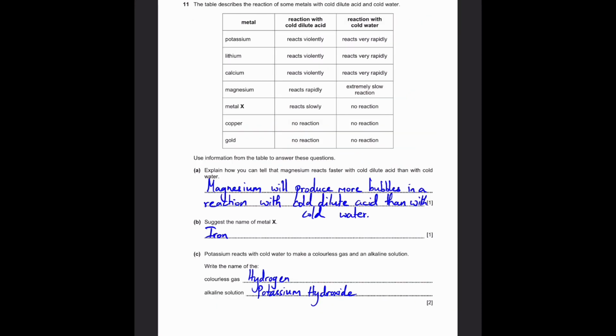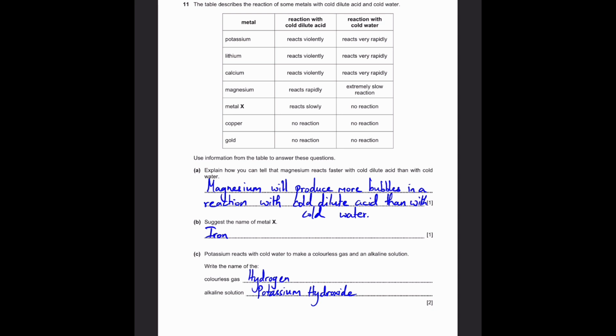Suggest the name of metal X. Metal X has extremely little reaction, right? And in the reactivity series, we need to find something that reacts very slowly but does not have no reaction. With cold dilute acid, it does react, but very slowly, right? And also, it has to be higher than copper and gold because they have no reaction with cold dilute acid. So, it can also be below magnesium, right? So, it can be zinc, iron, which I've written there, tin, or lead. These four are the possible answers.